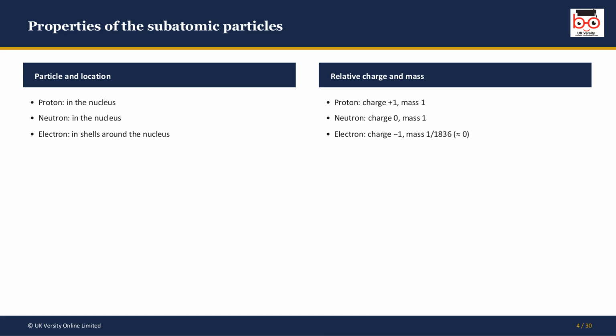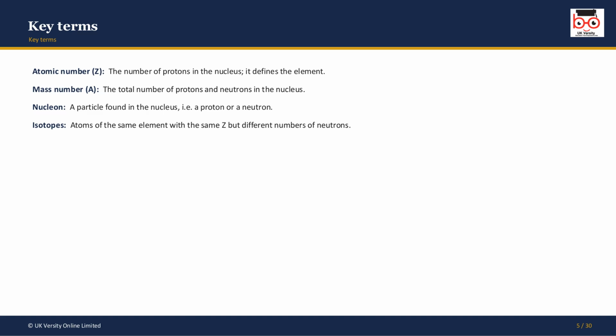Now let's compare the three particles. The proton and the neutron both sit in the nucleus, and each has a relative mass of 1. The proton carries a charge of +1, while the neutron, as its name hints, is neutral, with no charge at all. The electron lives out in the shells, and it carries a charge of -1. Its mass, though, is tiny, only about 1/1836th of a proton, so for most purposes, we treat it as very nearly zero. A few terms worth locking down.